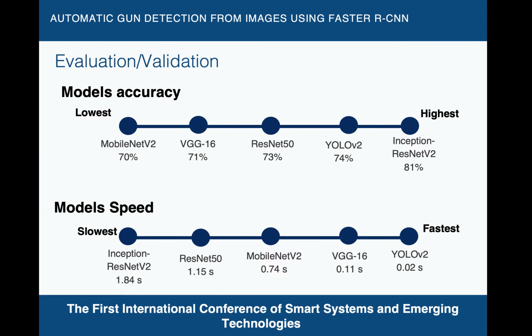We've done several experiments in order to reach the best results. Ordered from lowest to highest, we can see that MobileNet v2 achieved the lowest mean average precision rate of 70%, whereas the model which achieved the highest mean average precision rate was Inception ResNet v2 with 81%. And ordered from slowest to fastest, the slowest model was Inception ResNet v2, whereas the fastest model was YOLO v2 with 0.0 milliseconds per image.